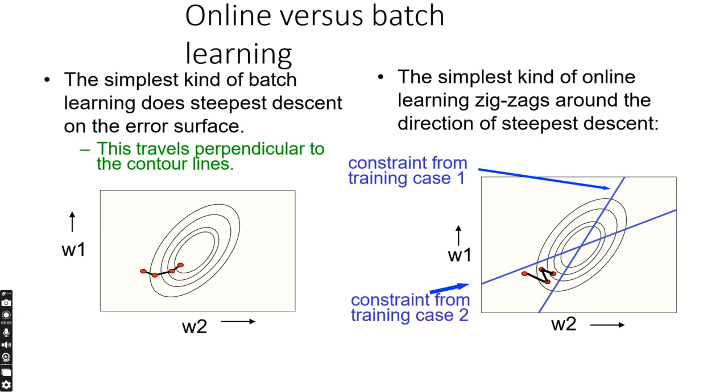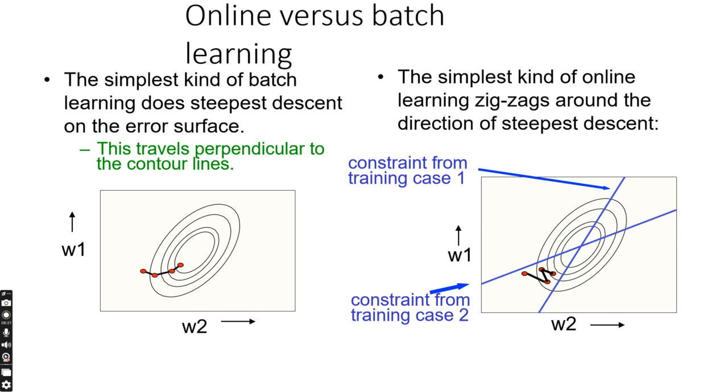Let's see, if you are having batch learning or online learning, how do we understand the error? If you take batch learning, the steepest descent on the error surface travels perpendicular to the contour lines.